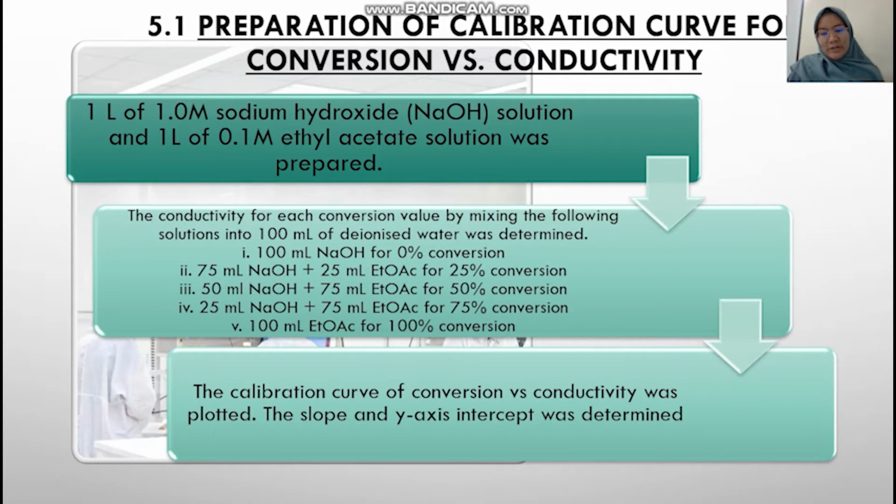Then the calibration curve of conversion versus conductivity was plotted, and the slope and y-axis intercept were determined.